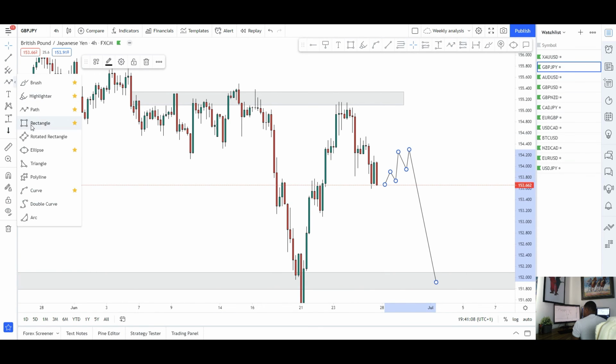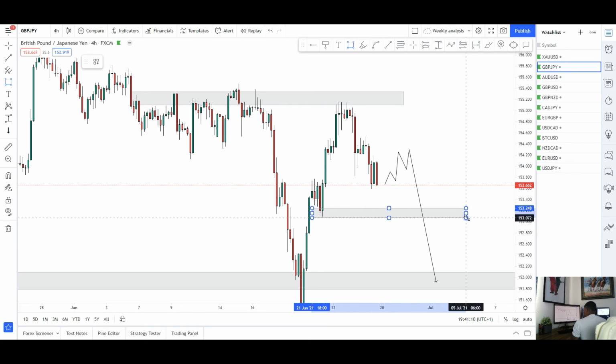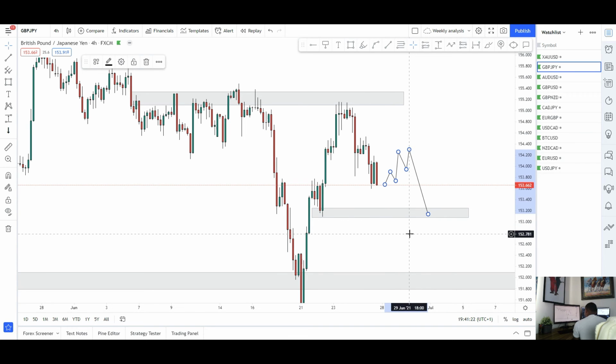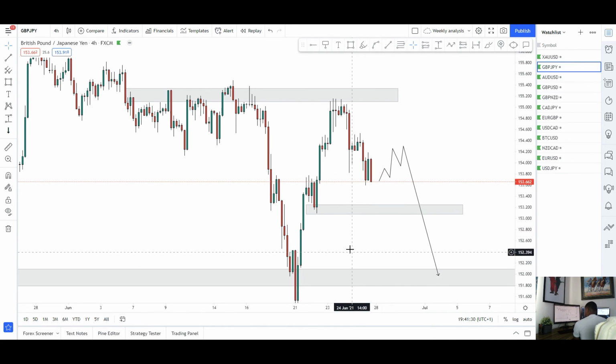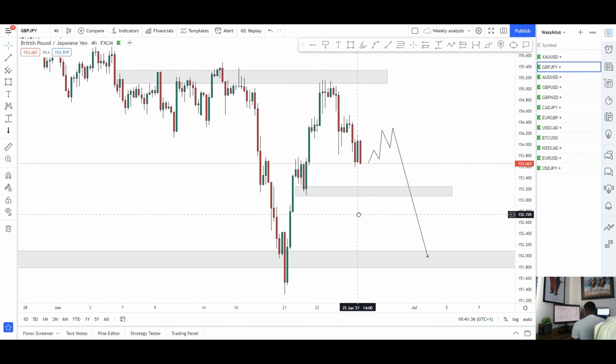I think the first target does have to be this area here, because we did hold this area of support quite nicely, gave us a big injection of momentum to the upside there, so that potentially could cause some struggle for price. So again, first target will be this support around 153,200, but if we can get a break of that, I think we'll probably see a nice drop back into 152 and potentially even further. But anyway, looking for shorts for next week for pound JPY, targeting first 153,200, and a break of that, I think we can target 152.